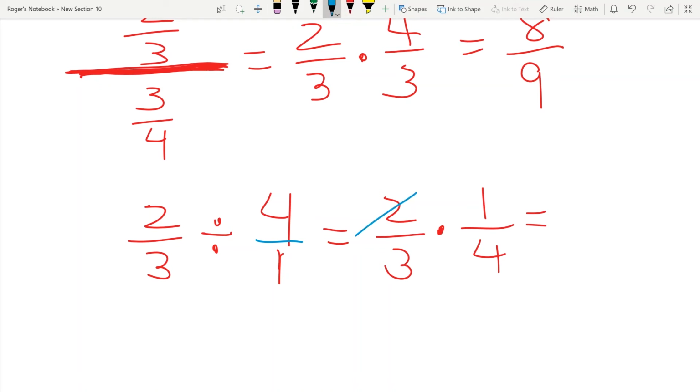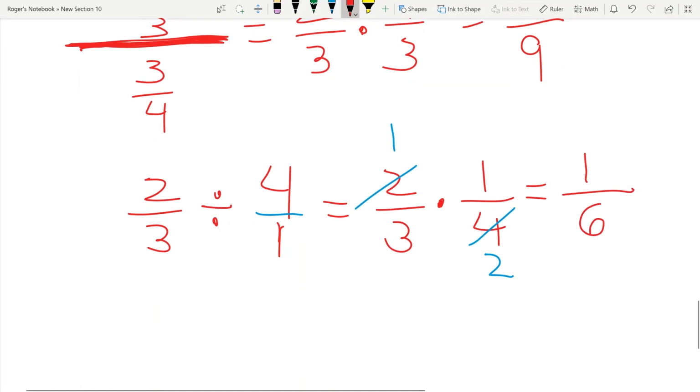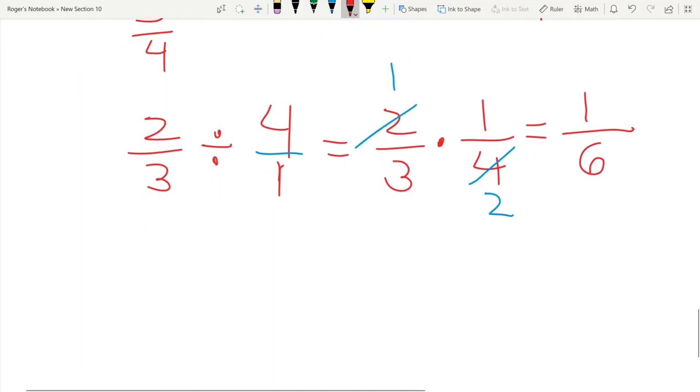How many times does 2 go into 2? 2 goes into itself 1 time. 2 goes into 4 2 times. So I think this is easier because you have smaller numbers and it's already in a factored form here. So 1 times 1 is 1. 3 times 2 is 6. Okay? 1/6.